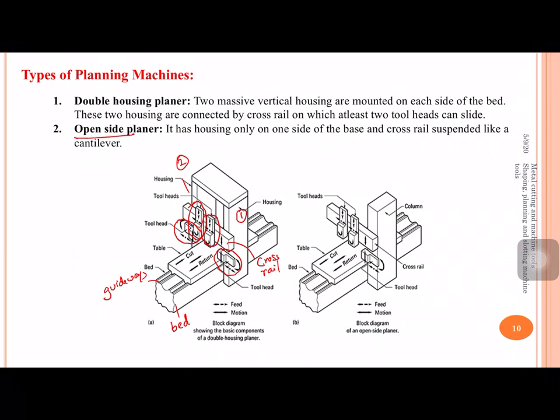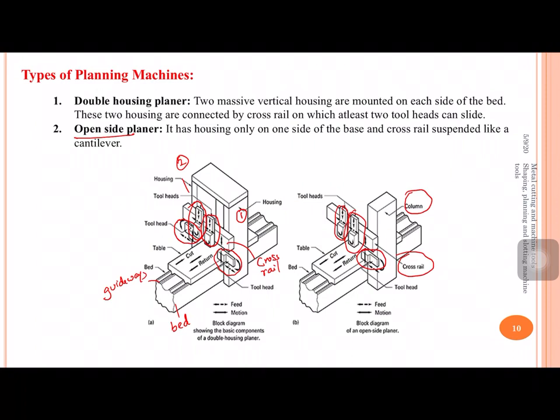Next one is the open side planer. The name is itself suggesting there is only one column here, and this cross rail is overhanging, just like a cantilever beam which is fixed at one end, other end is free. Whereas in the double housing planer, this cross rail is placed on the two columns. That means that cross rail member is acting like a simply supported beam. And you can also see the tool heads are placed on this cross rail and also on the column.